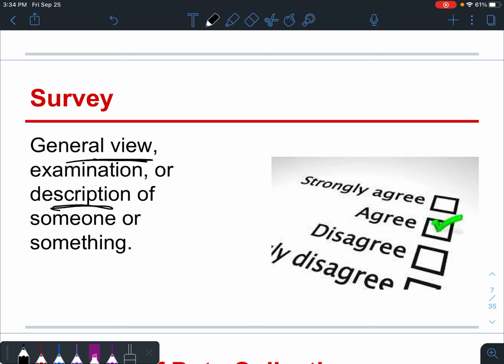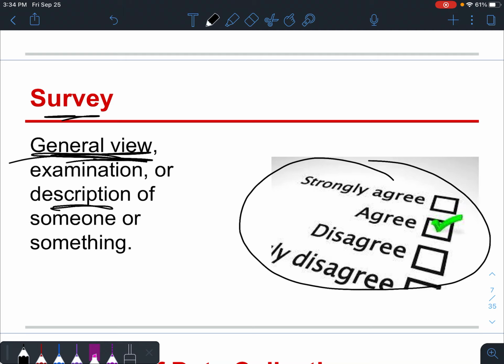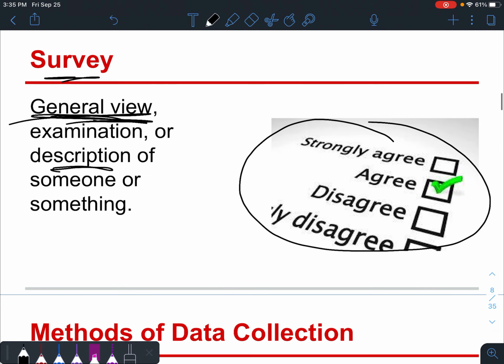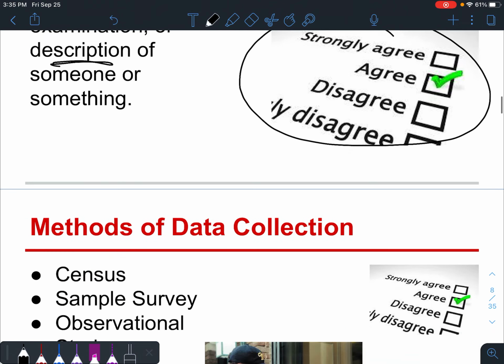Now, they're not giving that to everybody. They're just giving that to a sample. So this is going to be just some view, and you can look over here and strongly agree, disagree, strongly disagree, Likert scale type thing. I'm sure all of you have answered some sort of survey at some point in your life.